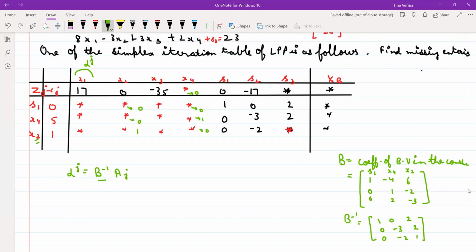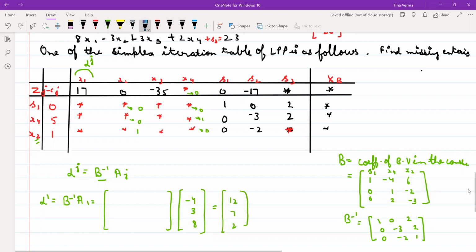Clear है ये? Right? What is my alpha J means? पहली entry alpha 1, B इनवर्स इंटू A1. इसका मतलब B का इनवर्स मुझे किससे मल्टीप्लाई करना है? A के फर्स्ट कॉलम से. What is my first column of A? -4, 3 and 8. कर लोगे मल्टीप्लाई? So answer is coming out to be your 12, 7, 2. So that means this entry is my 12, this entry is my 7 and this entry is my 2. Is it clear?